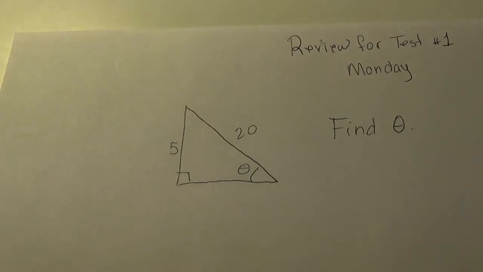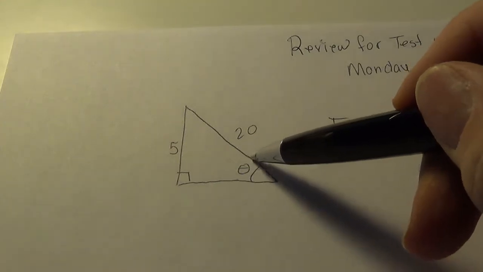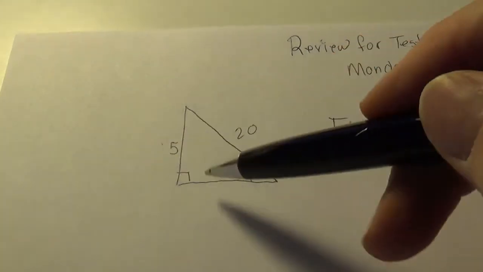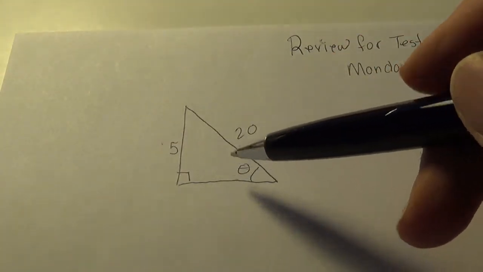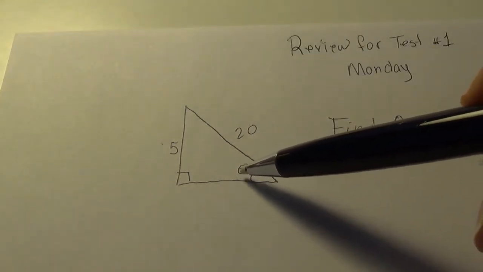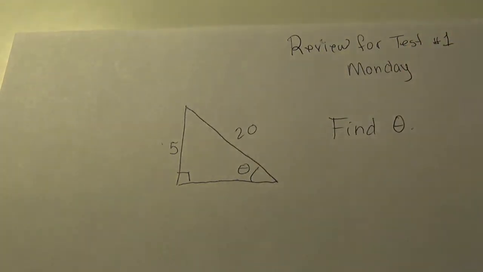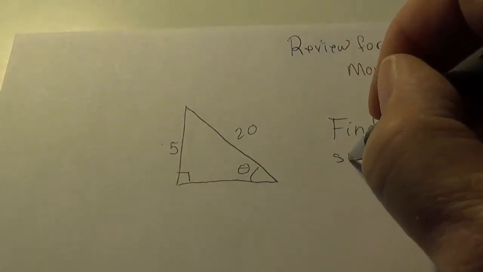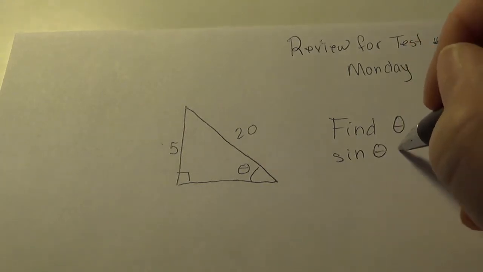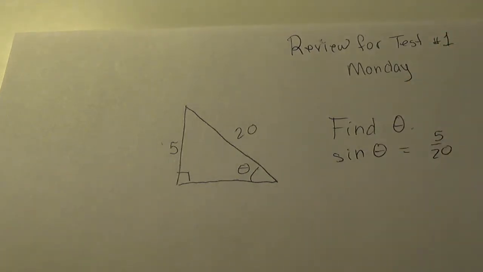To do that, we're going to use one of our trig functions, since side theta is known. We could use Pythagorean and come up with this one, but we can avoid that by picking the trig function opposite over hypotenuse, and that is the sine function. So sine of theta equals 5 over 20.